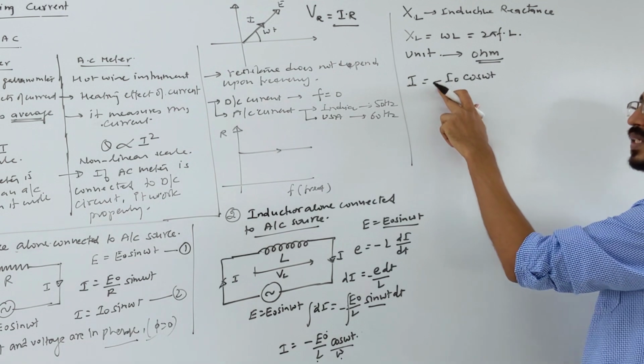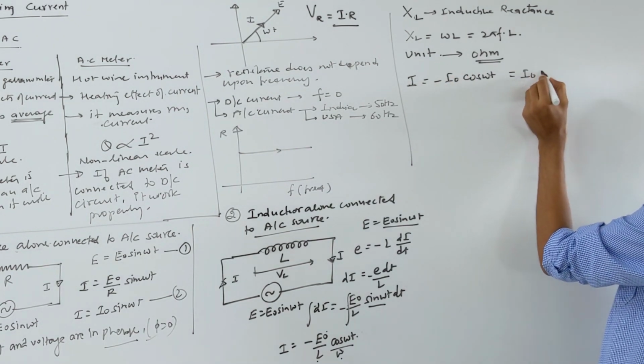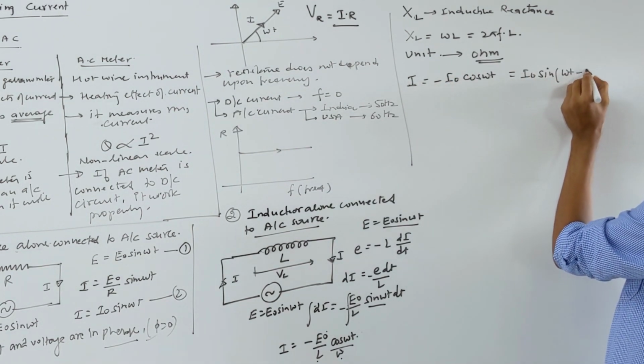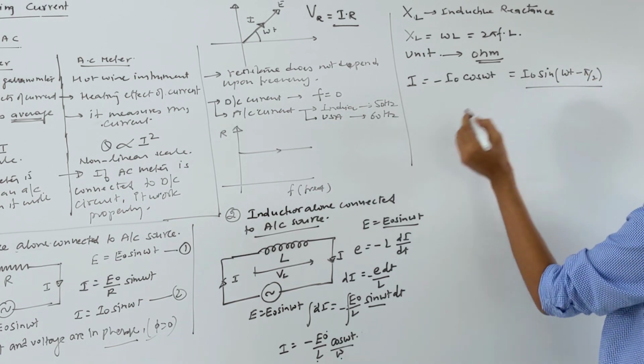You want to remove this minus sign. You can also write this equation like this one: I naught of sine omega t minus pi by 2. Okay, so now look here once more.